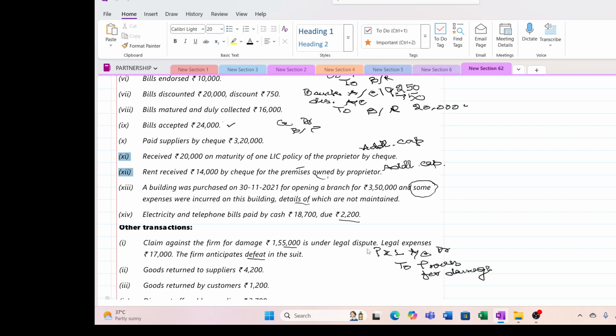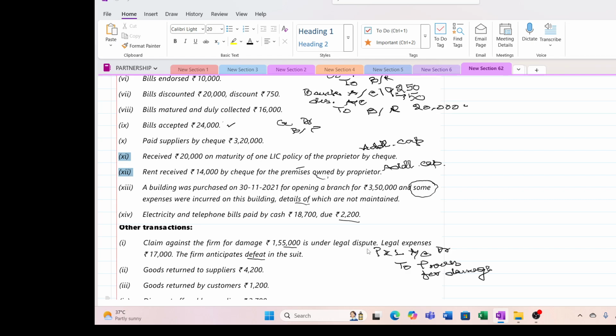He is almost certain that he has to make the payment of 1,55,000 for the damages and the legal expenses, whether it is a lawyer's fee or some stamp paper, whatever it is, 17,000 has also to be paid. So total expenses is 1,55,000 plus 17,000. According to the prudence concept, you all know, you are all becoming CA, any loss expected, anticipated must be provided for.